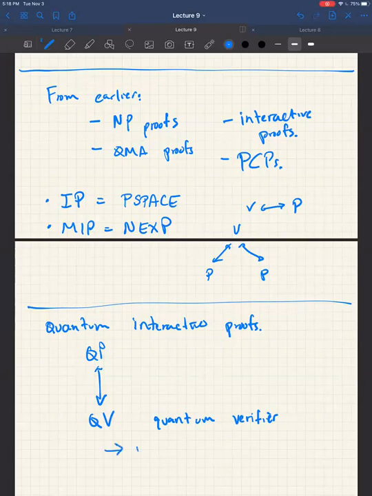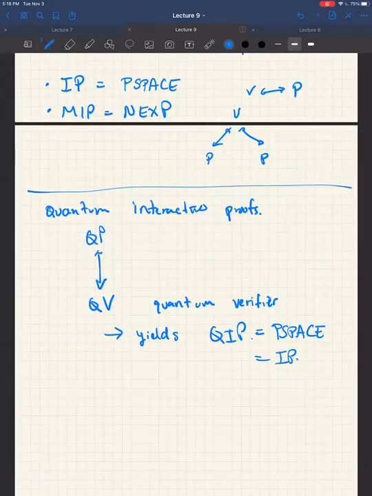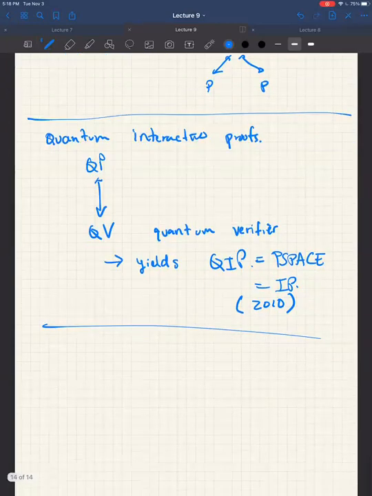The class of problems you can solve in this model is called QIP, quantum interactive proofs. What is its complexity? It turns out to be no different than if you had classical verifiers, so it's the same as IP. QIP equals PSPACE was a result proved about 10 years ago. So that's one model. But the other model is this MIP star.